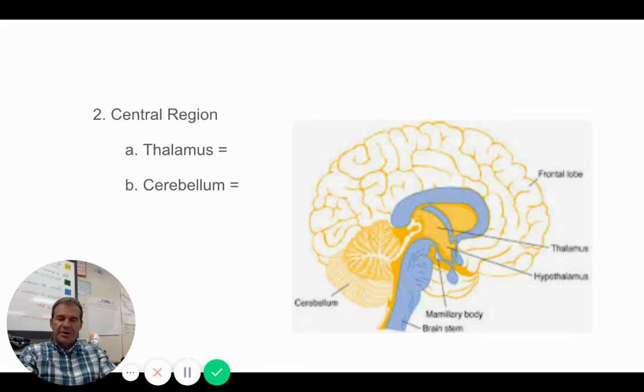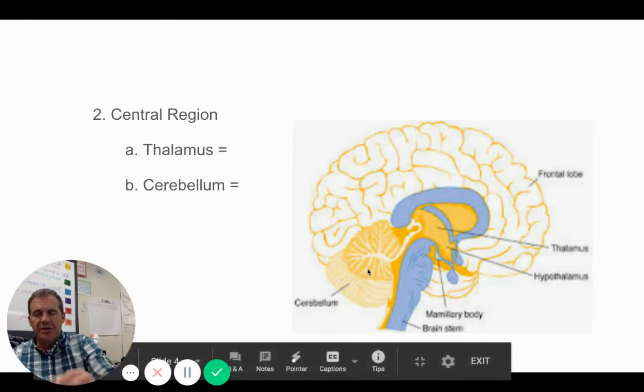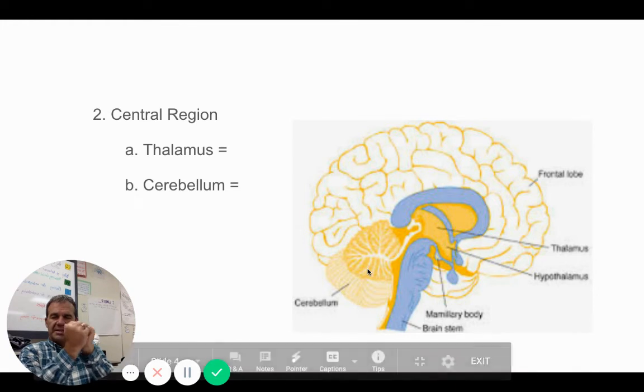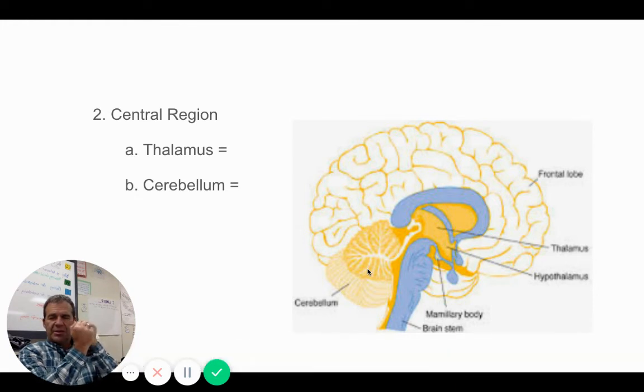And then our second part of the central region is called the cerebellum. It's down here. You might remember when I told you to put your hands like this in order to make your brain, that the thumb sticking out would be the cerebellum. So you're looking at the front part of my brain, and now you're looking at the back part, and that's the cerebellum. It's in the back. And the cerebellum is sometimes referred to as the little brain, and it's responsible for balance and hand-eye coordination.